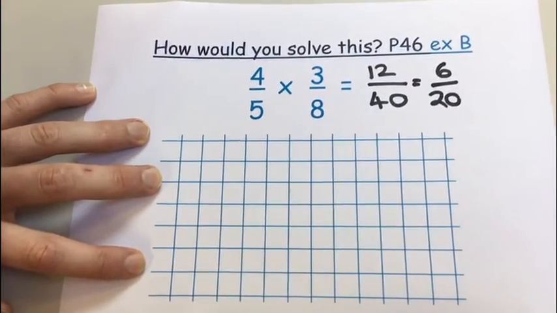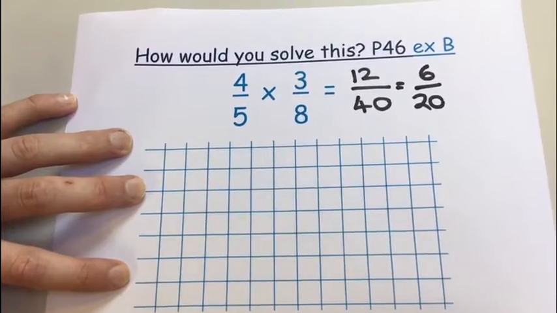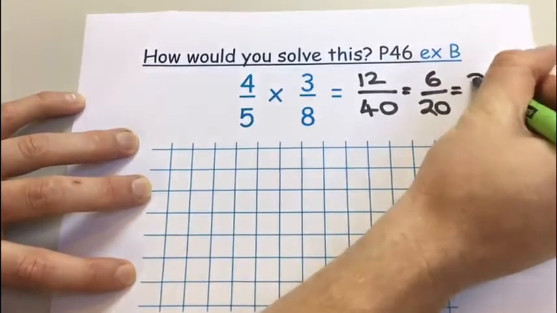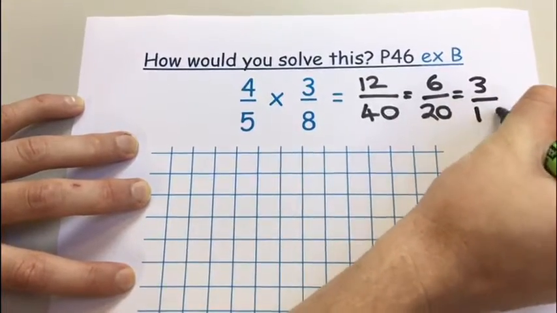Do I have another common factor? Which is 2. So again, I can halve them again. Half of 6 is 3, half of 20 is 10.